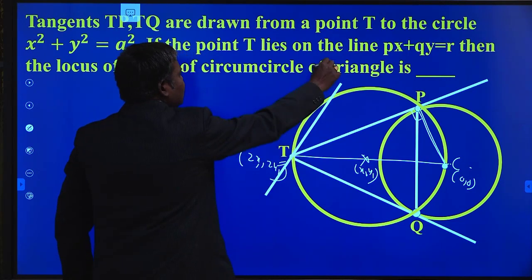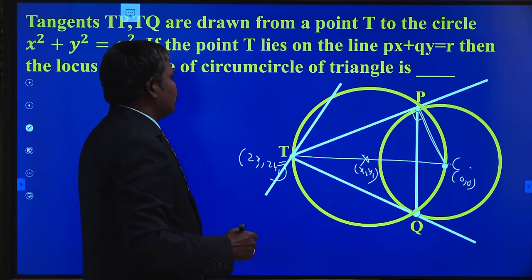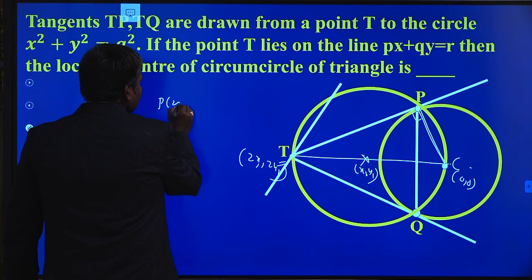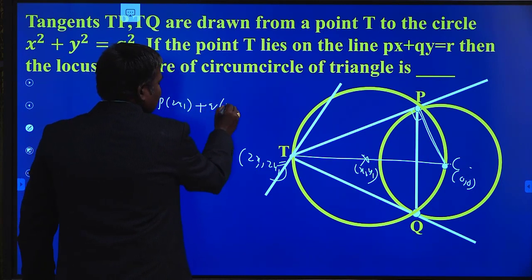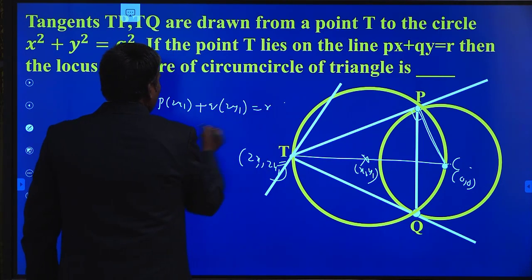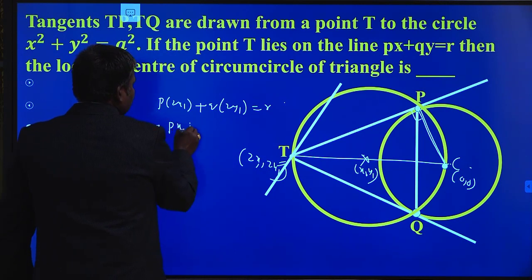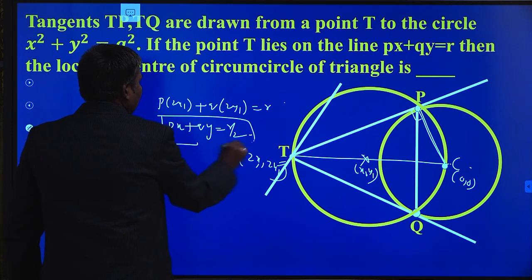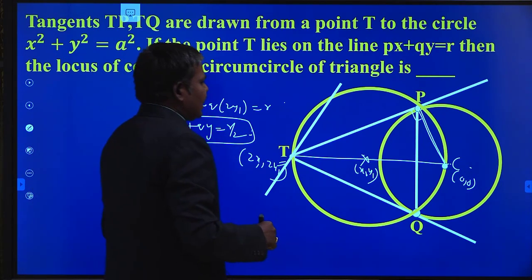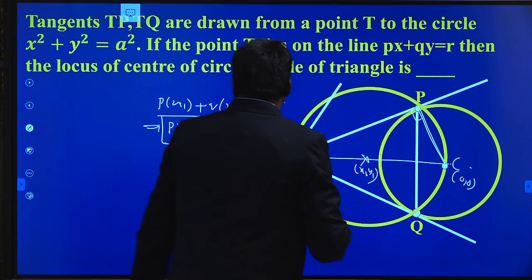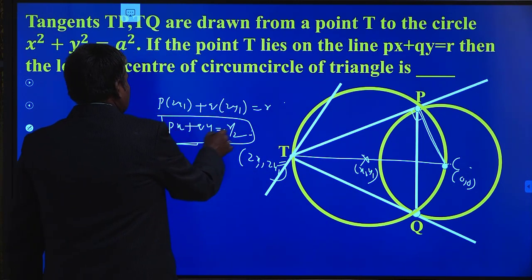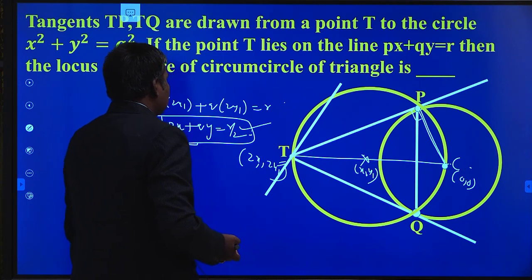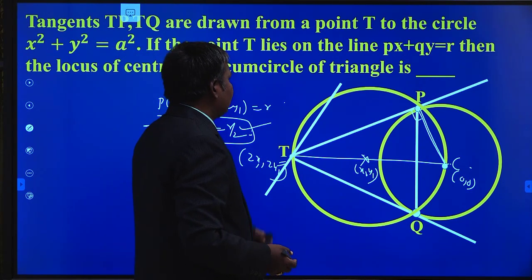This point lies on what? My line, that is Px plus Qy is equal to R. So, just substitute here. P into 2x1 plus Q times 2y1 is equal to R, which implies Px plus Qy is equal to R by 2. This is the required locus of the circumcenter of the triangle TPQ. So, by writing x1, y1 as x comma y, we get the required locus. It is also a straight line, that is Px plus Qy is equal to R by 2.